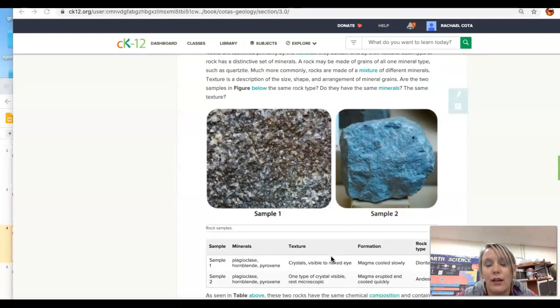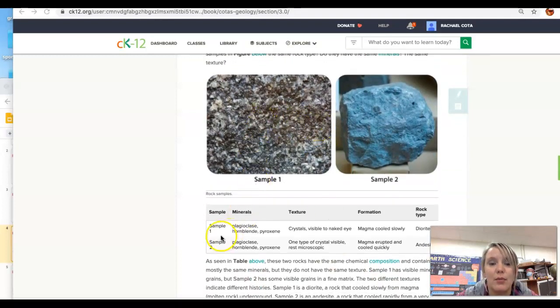The kind of cool thing here is that these two rocks, sample 1, the minerals that it contains are plagioclase, hornblende, and pyroxene. And over here, sample 2, which looks totally different, is made up of exactly the same minerals. But, as you'll notice, the formation is very different. In this rock, the magma, which was liquid molten rock, cooled really slowly, and here the magma erupted and cooled very quickly. Okay, so we can infer that in order for all of these grains, these crystals to form, the magma has to cool slowly.